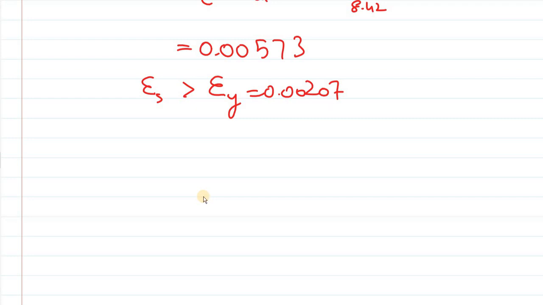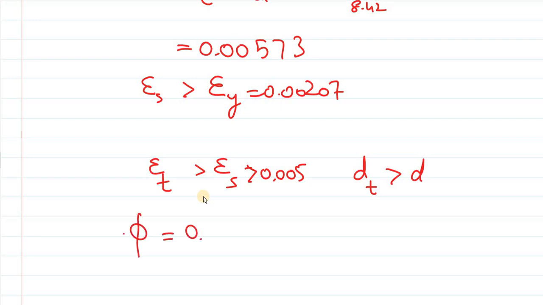And as far as epsilon t is concerned, we have dt greater than d, since we don't have a single layer of reinforcement. So epsilon t would be definitely greater than epsilon s, and even epsilon s is greater than 0.005, so epsilon t will be definitely greater than 0.005, so phi value is 0.9.